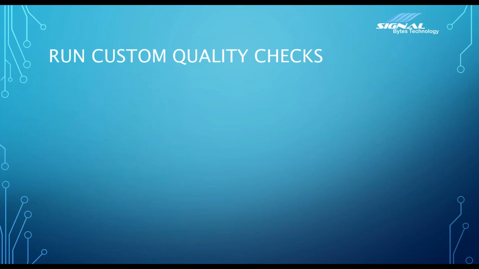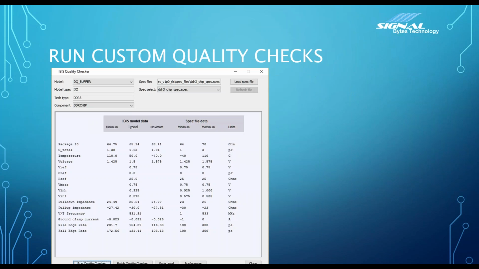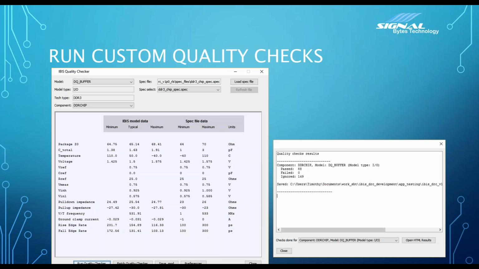Now, running custom quality checks. This is really what I built in the IBIS DRC tool. I'll explain how I progressed from a manual to a scripting to a tool point of view, and hopefully this will give you some ideas. But really, automation is key. You're just not going to have enough time to manually check everything in an IBIS model file continually. But you can start somewhere, and I'll give you a specific example.